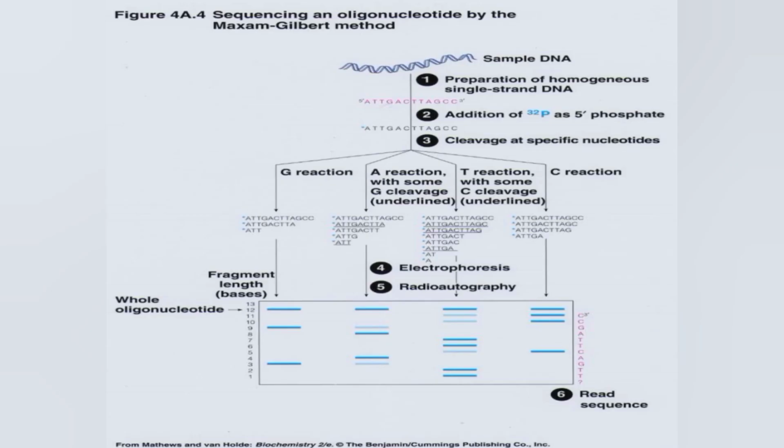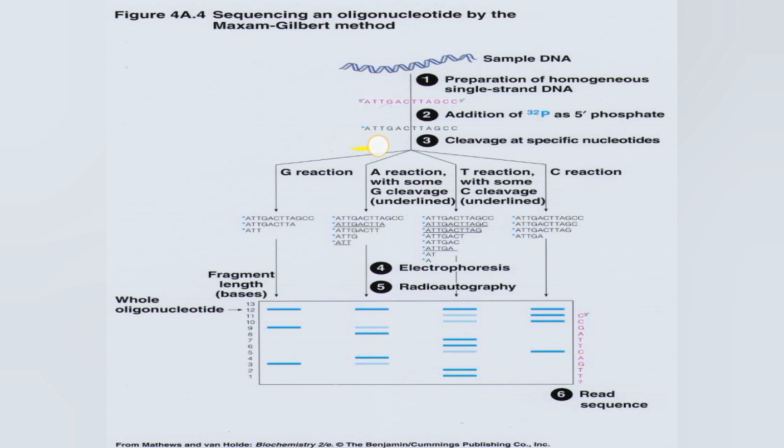As you can see in the diagram, this is sequencing an oligonucleotide by the Maxam-Gilbert method. We have a sample DNA and we prepare homogeneous single-stranded DNA. That is the sequence of DNA. We add 32P as a 5' phosphate. At the 5' phosphate position we add P32.